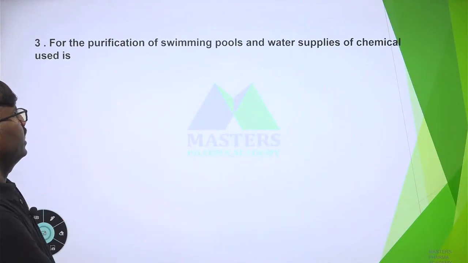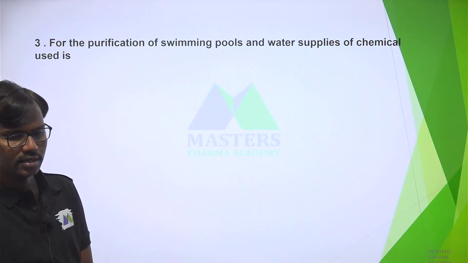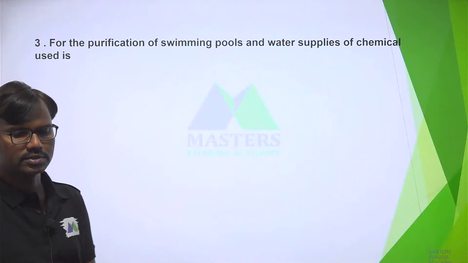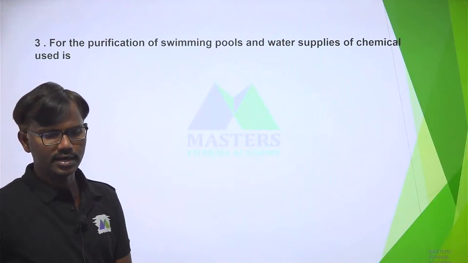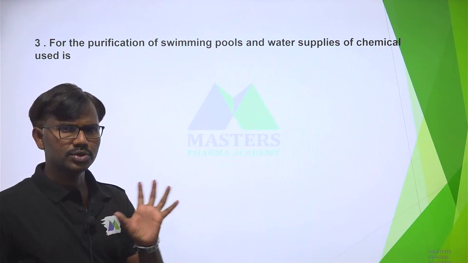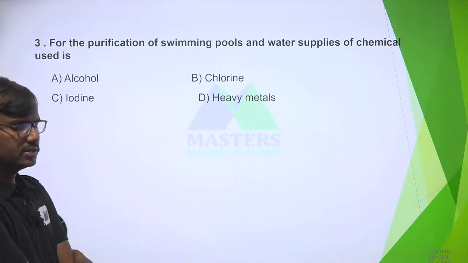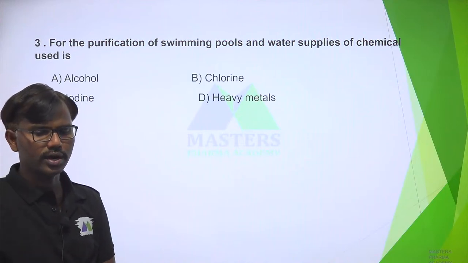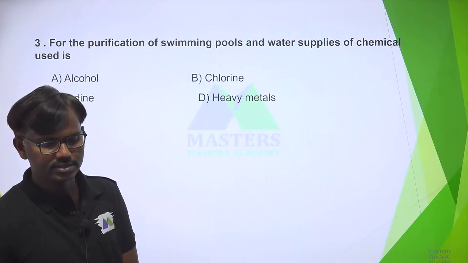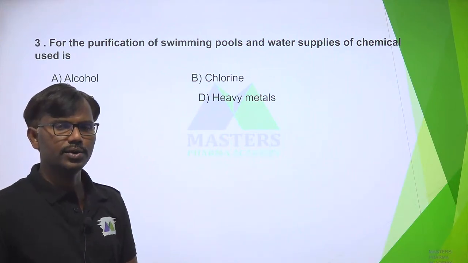Next question: for the purification of swimming pools and water supplies, chemicals used in. Which chemical is used to purify swimming pools? The options are alcohol, chlorine, iodine, heavy metals.